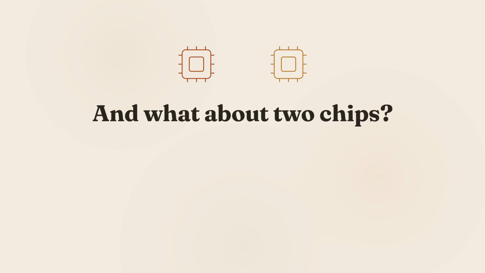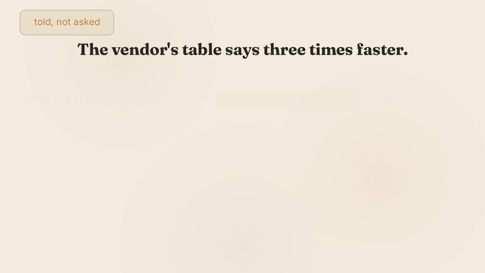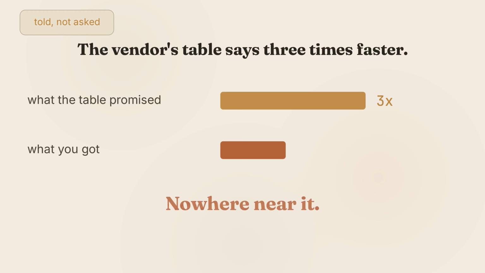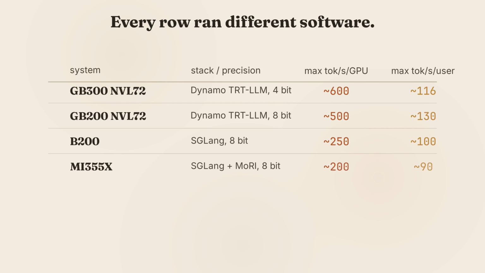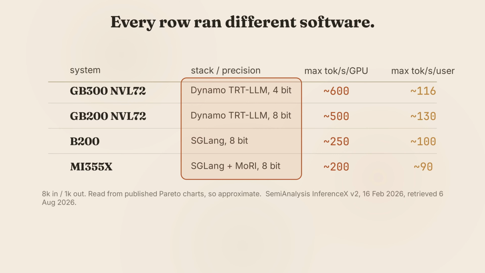And what about 2 chips? Here's one more, and I'll just tell you this one rather than ask it. A vendor's table says their new chip is 3 times faster than the one you're running. You buy it, you deploy it, and you get nowhere near 3 times. So why not? Because that table was never a fair test, and every row on it ran a different vendor's own best software tuned their own way. So more than one thing is different between those rows, and you can't tell which difference did the work.